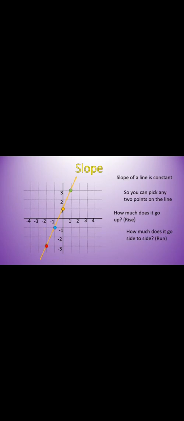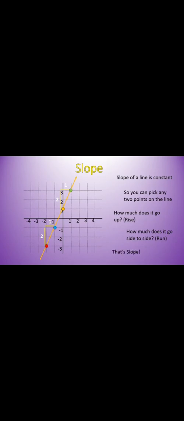So let's take a look at this one. I'm going to use the red and blue lines. You can see right here, to get from the red to the blue, it goes up 2 and over 1. Now, to show you that it is consistent, I'll show you using the yellow and green line as well. It goes up 2 and over 1.